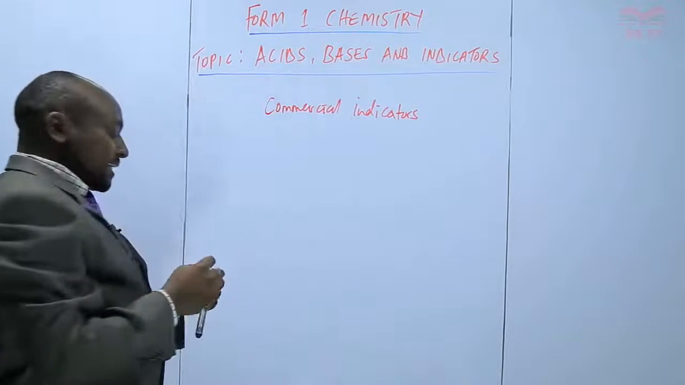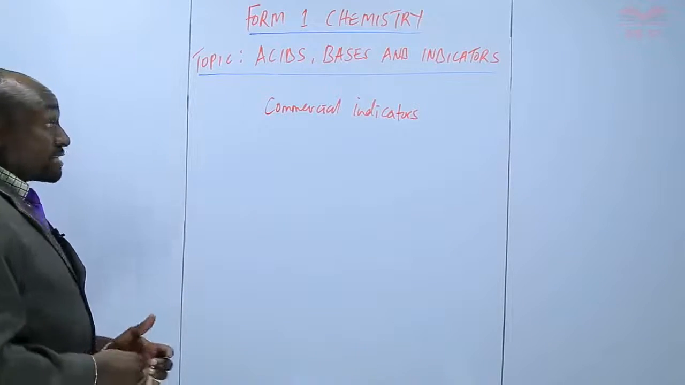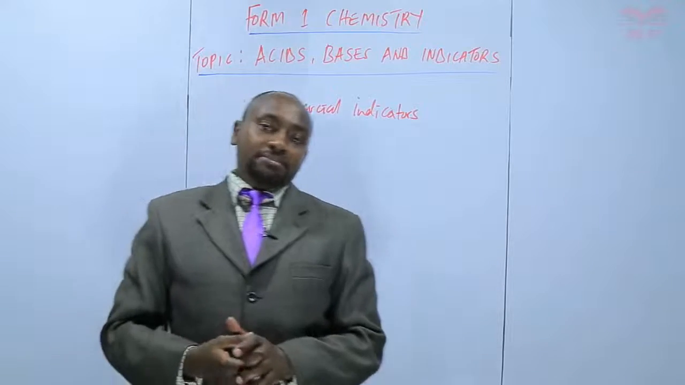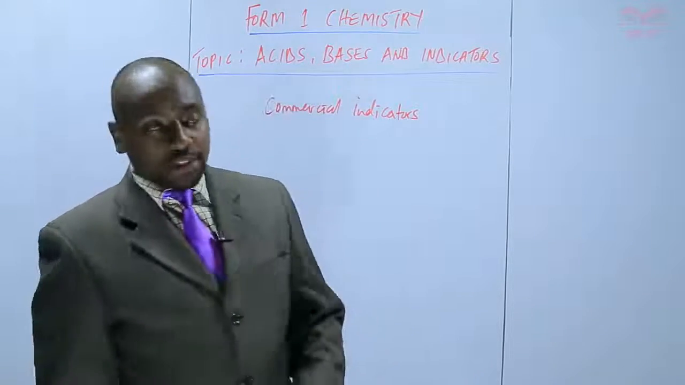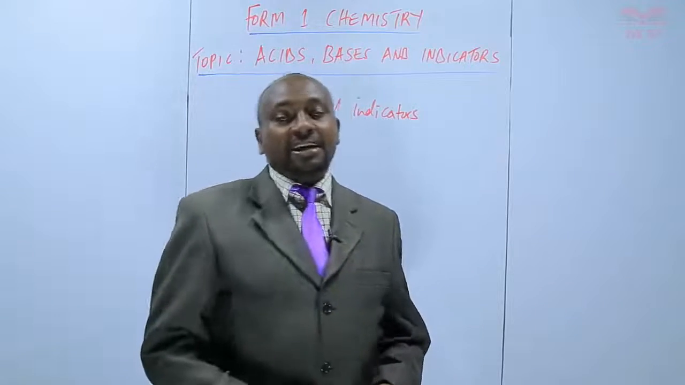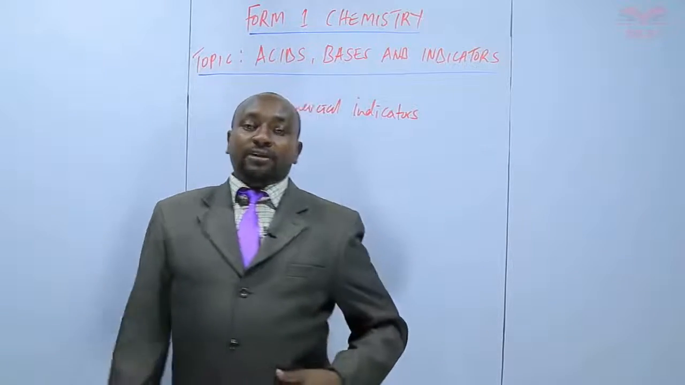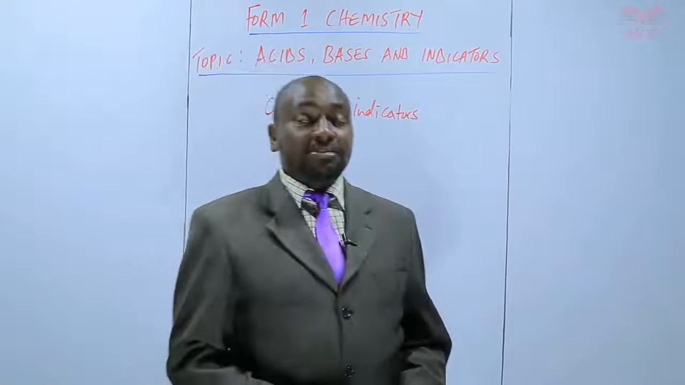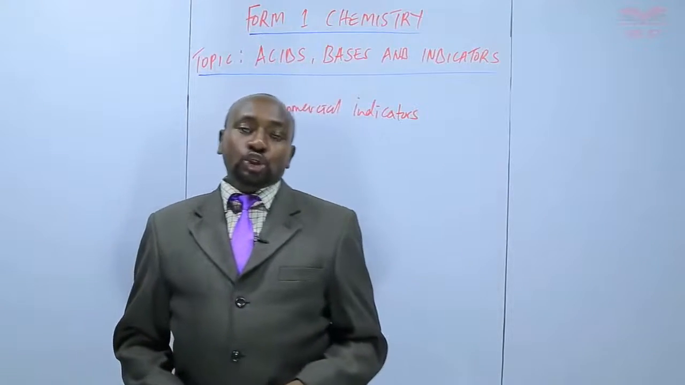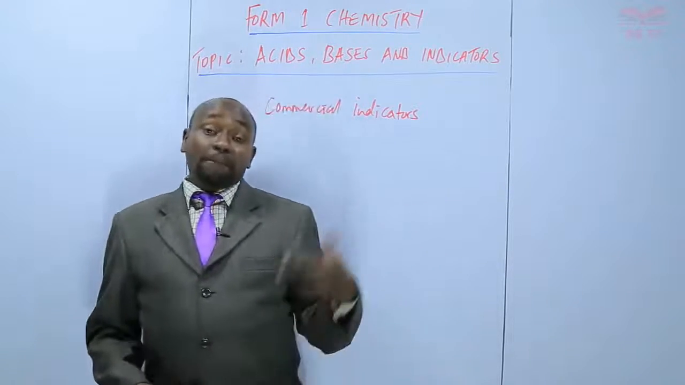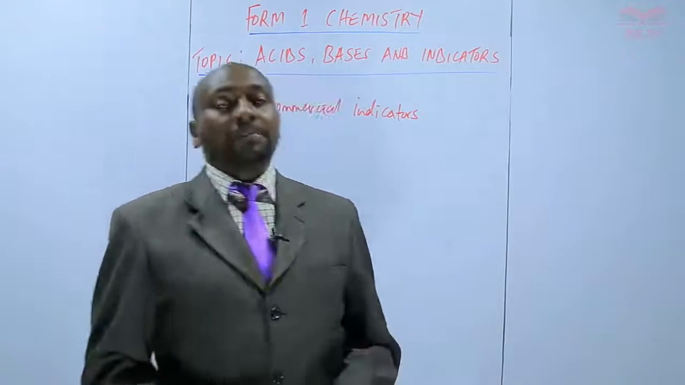So commercial indicators give consistent results. They can be stored for a long time for future use and so on and so forth. And we'll have various examples. We have, for example, an indicator that is called litmus. Litmus can either be in form of a solution called litmus solution. It can also be in form of a paper called litmus paper.